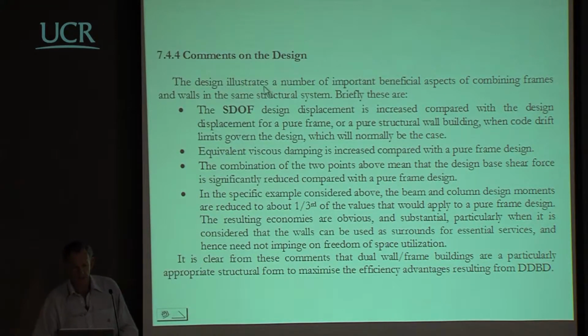The results illustrate a number of important beneficial effects of combining frames and walls in the same structural systems. Briefly, these are that the single degree of freedom design displacement is increased compared with the design displacement for a pure frame or for a pure structural wall when code drift limits govern the design. And this will normally be the case. The equivalent viscous damping is increased compared with a pure frame design, which means that the base shear is going to go down. Well, the combination of those two points above mean that the design base shear force is significantly reduced compared with a pure frame design.